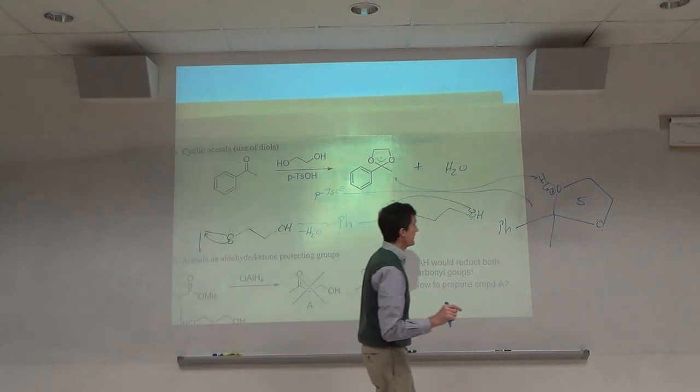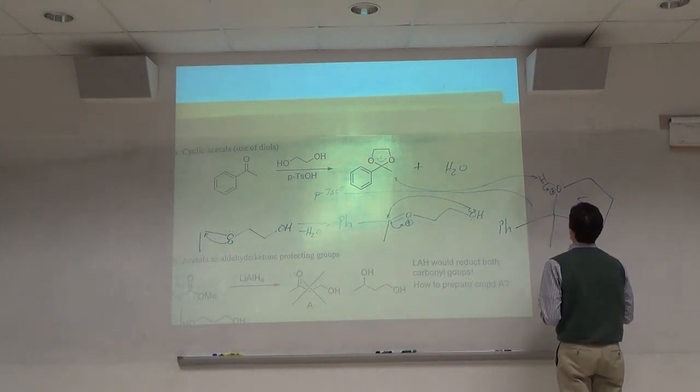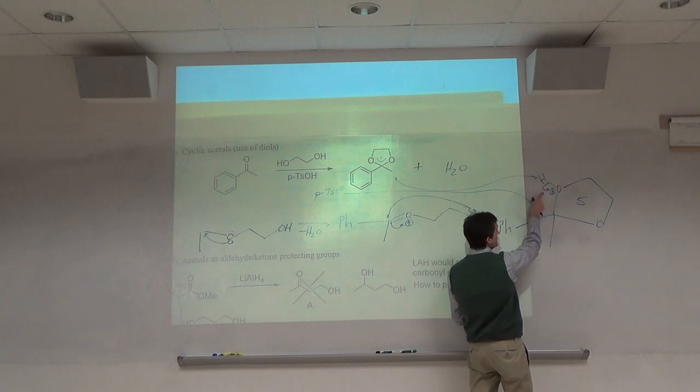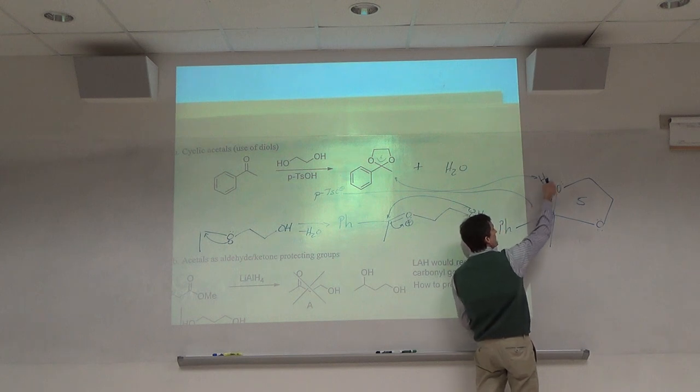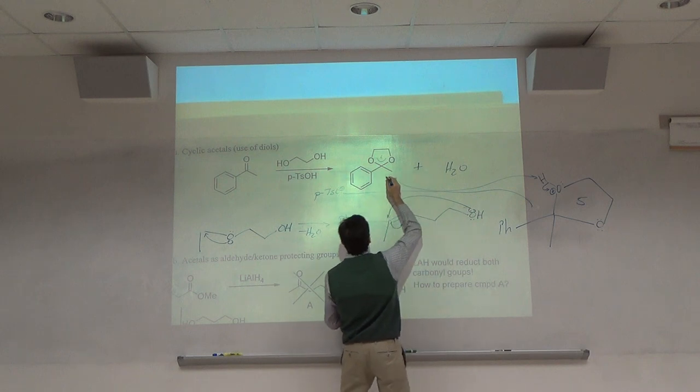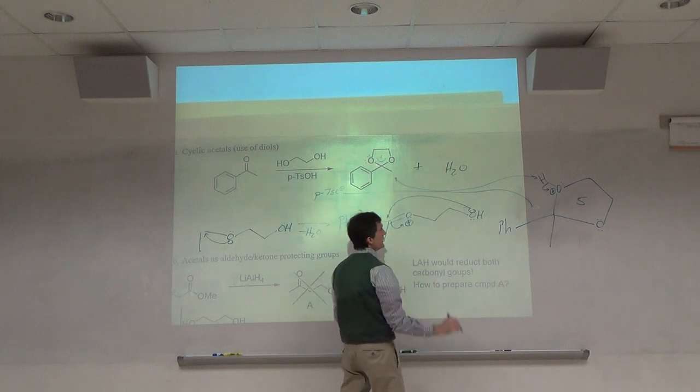We need more clarity on our mechanisms. This arrow here is being left out by many people. What does this arrow right here mean? These electrons are moving on to oxygen and becoming the second lone pair on that oxygen.